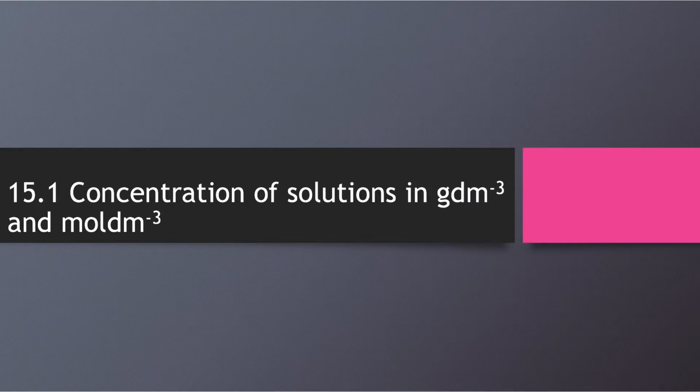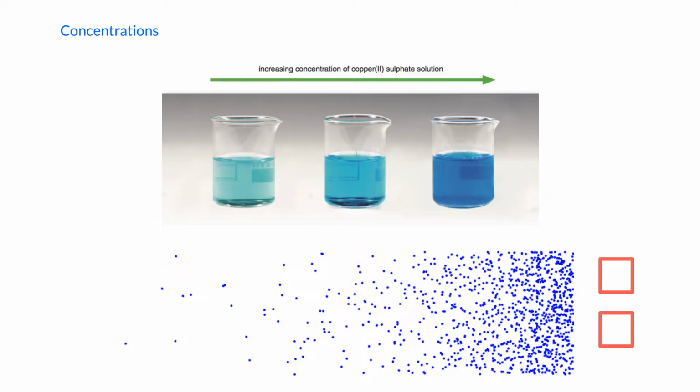15.1, we're going to learn how to calculate the concentrations of the solutions in two units. One is gram per dm cube, one is mole per dm cube. So first have a look at the three solutions right here, okay?